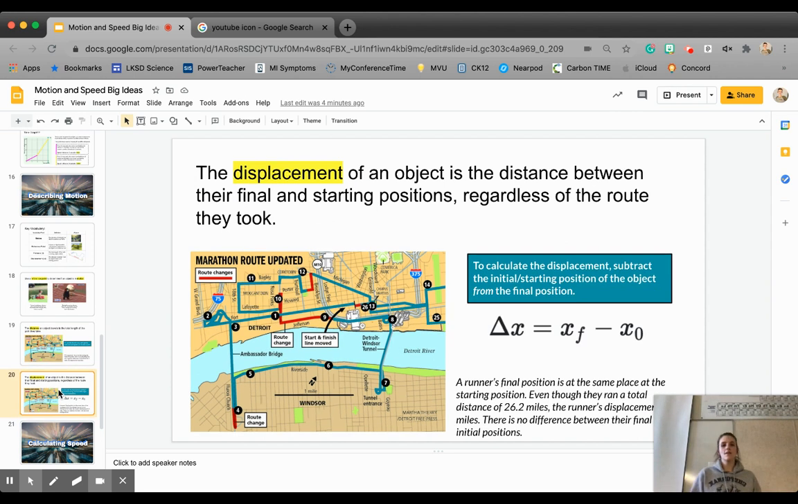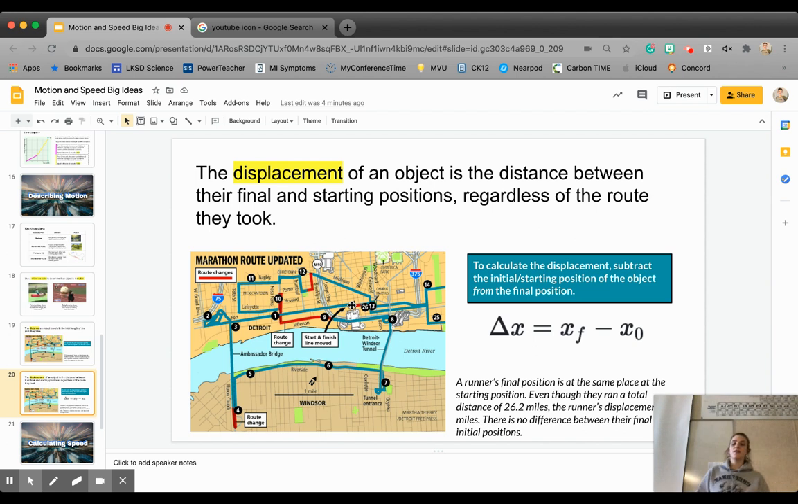Displacement, though, we're going to use the formula, their final position minus their starting position. So in this case of the marathon, their final position was at the finish line and their starting position was at the starting line, but that happened to be the exact same spot. So their final minus their initial position is just 0. Make sure that you include units, though, when you talk about displacement.